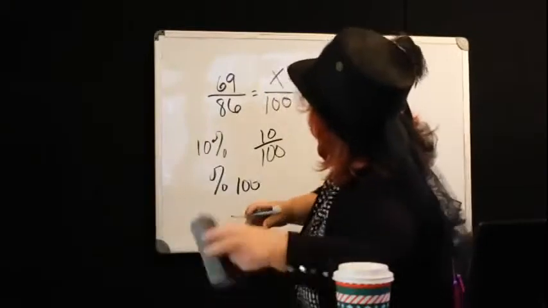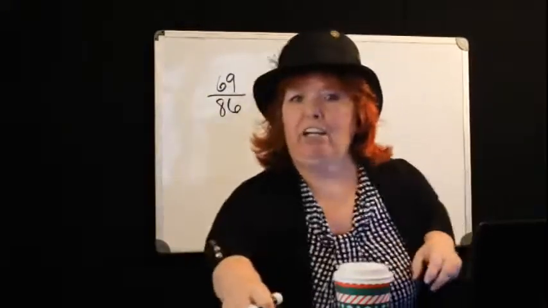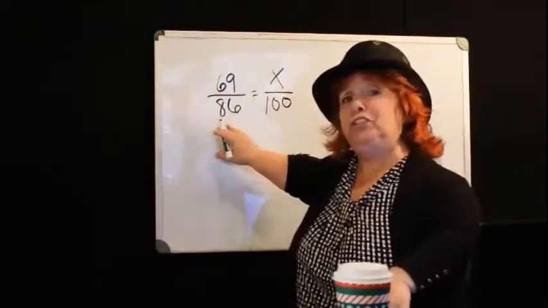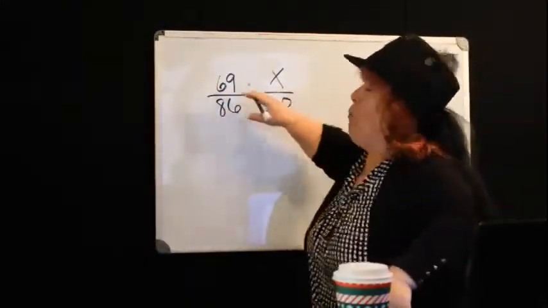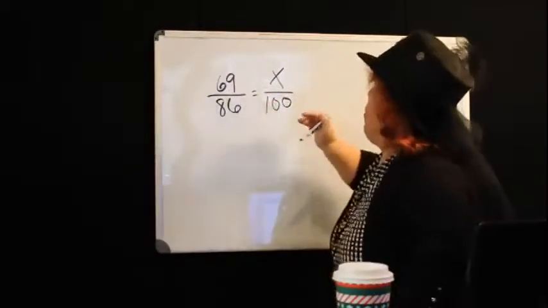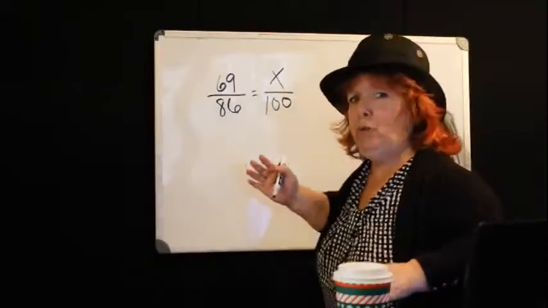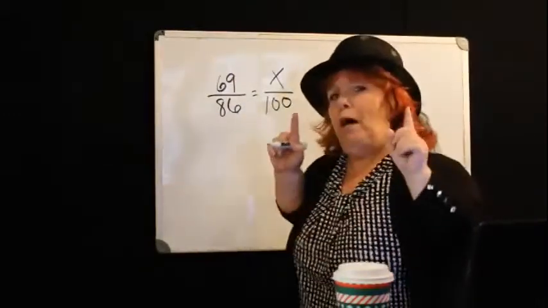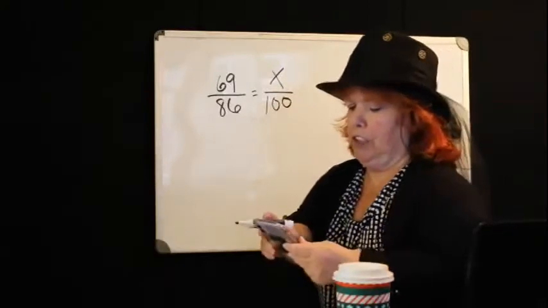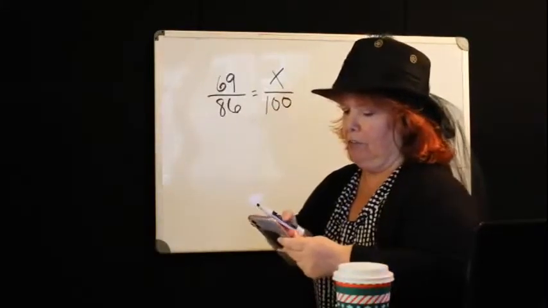Okay? So I need to figure out what percentage I got on the test. I got 69 correct, 86 questions in all, and I need to figure out what my percentage is. So it's really easy when you use this formula. Whatever information you have, whatever two numbers cross each other, you want to get your handy dandy calculator out, of course.